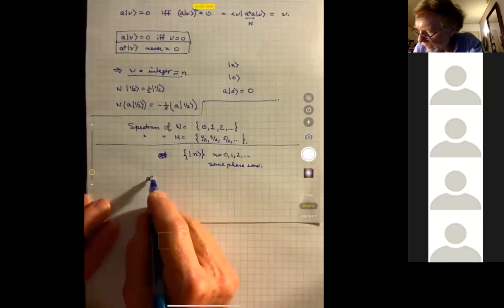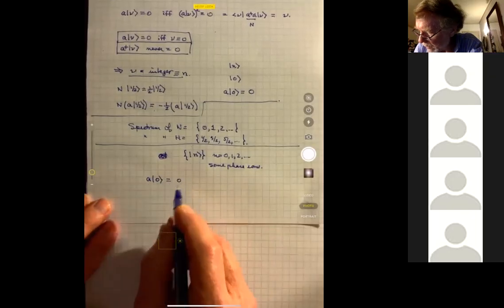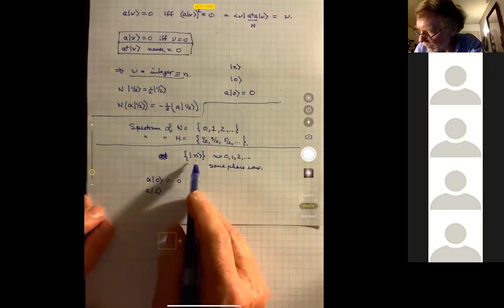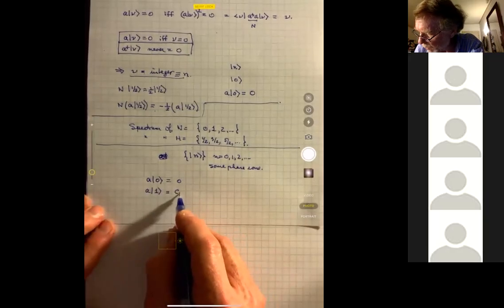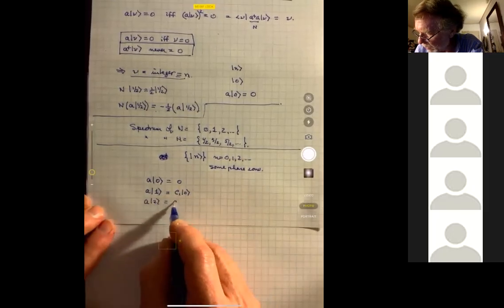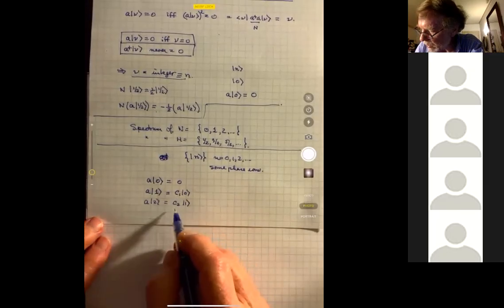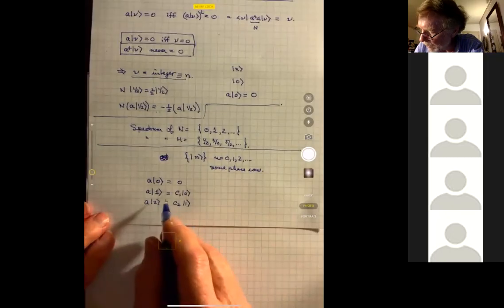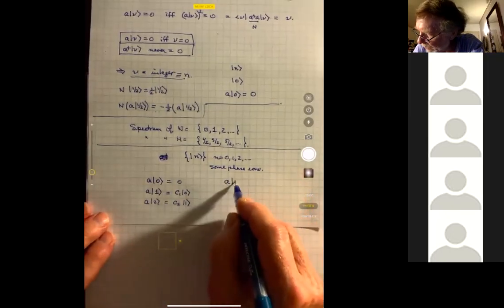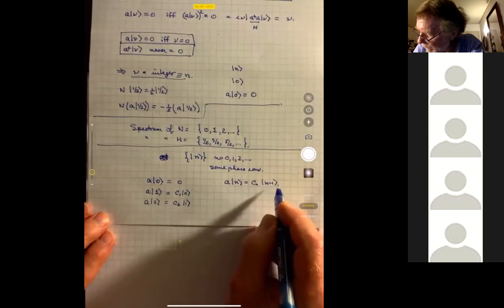If I apply the annihilation operator to the state 0, the answer has to be equal to 0. If I apply the annihilation operator to state 1, I have to get something proportional to the state 0. So let's call it C1 times 0. Let's apply A to 2, and we'll get C2 times 1, like this. It has to be constants C1, C2, and so on, like this, that make these equations true. Or more generally, I have A acting on n is equal to Cn times n minus 1.